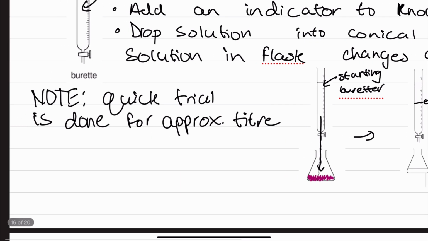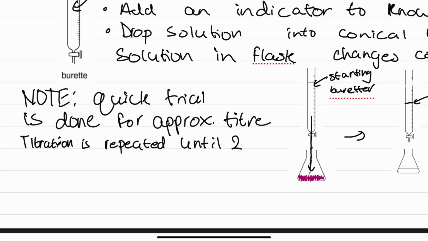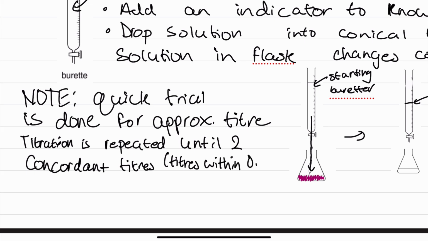Another note is that the titration is repeated until two concordant titers have been found. Now, concordant titers are any titers within 0.1 centimeters cubed.